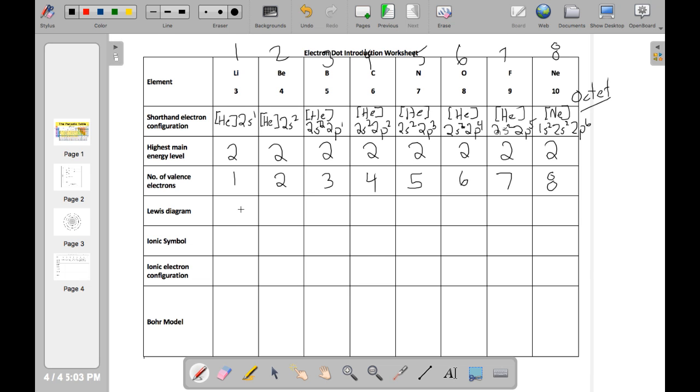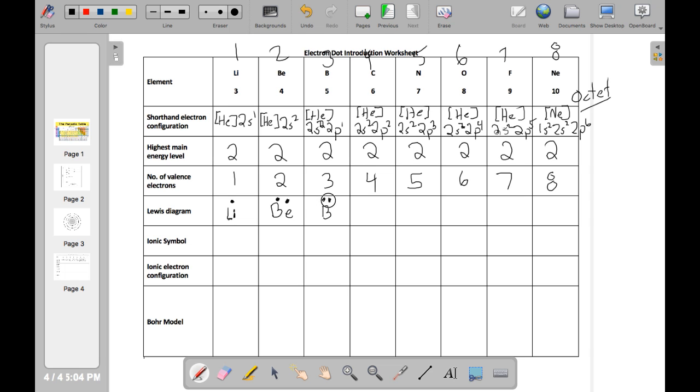Okay, now we're going to get into these dot diagrams, which actually are very simple. You draw out the name of the element. We have lithium, and there's 2 electrons that can go on each side of this. Really, this is just showing us the valence electrons. It's not showing us all of those inner subshells and orbitals. So we have 1 valence electron. That's it. See how easy that is? All right, beryllium. We have 2 valence electrons.